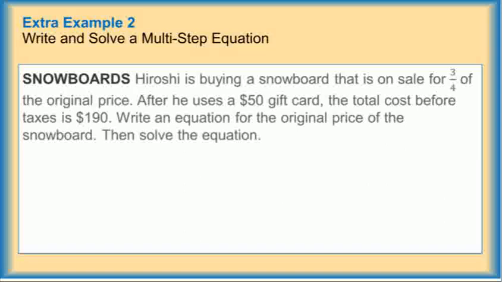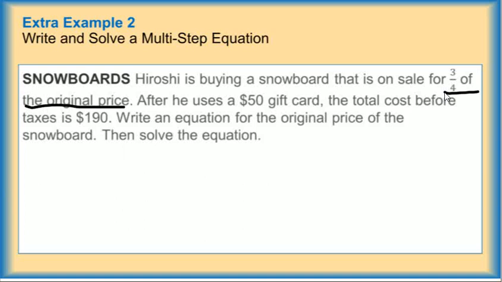Next example, snowboards. Hiroshi is buying a snowboard that is on sale for 3/4 of the retail price. So 3/4 of the original price. After he uses a $50 gift card, the total cost before taxes is $190. Write an equation for the original price of the snowboard and then solve the equation.